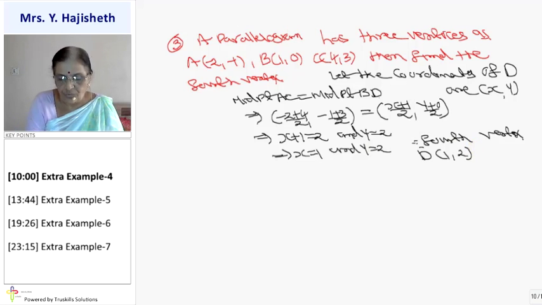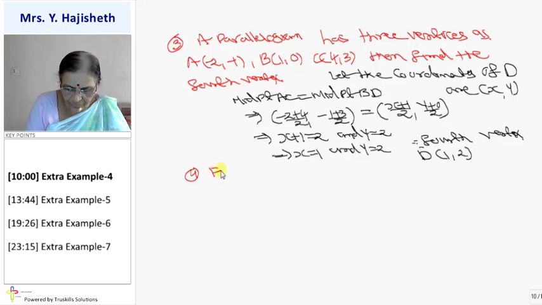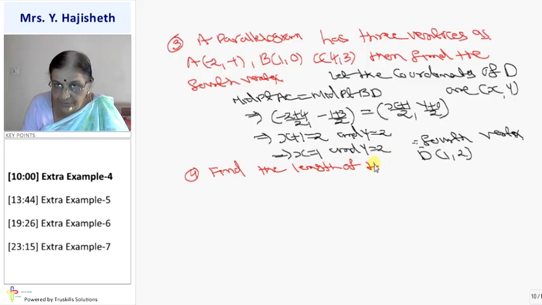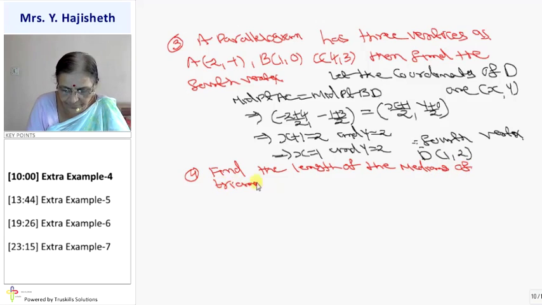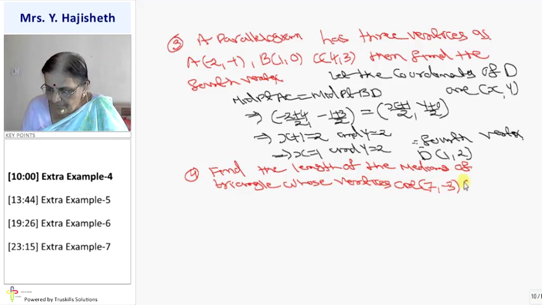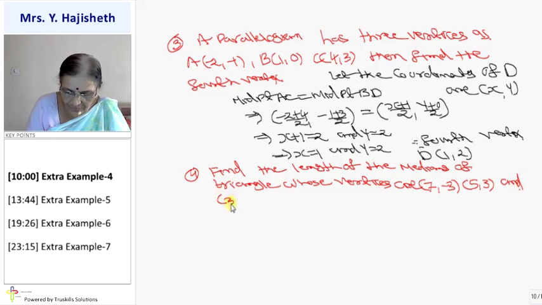Now question number 4. All the questions which are a little bit twisted, that I have given to you. Find the length of the medians of the triangle whose vertices are given: (7, -3), (5, 3) and (3, -1). Okay.